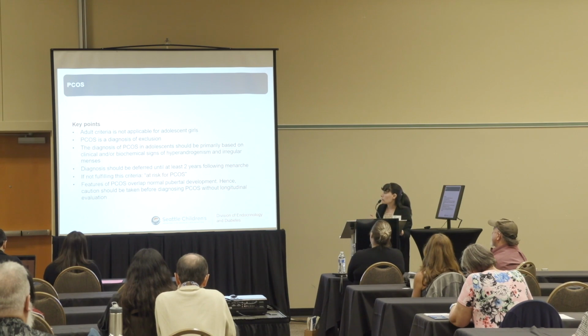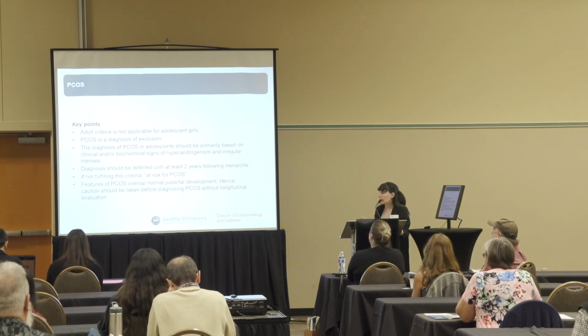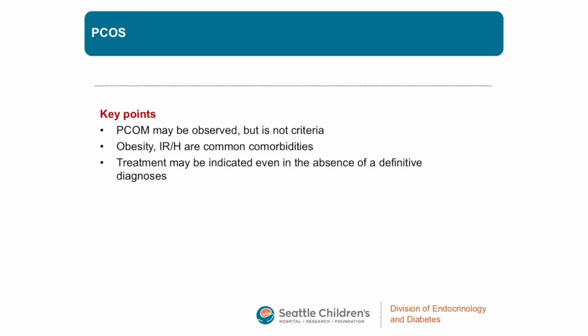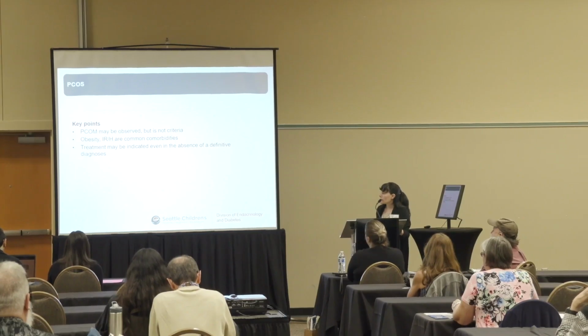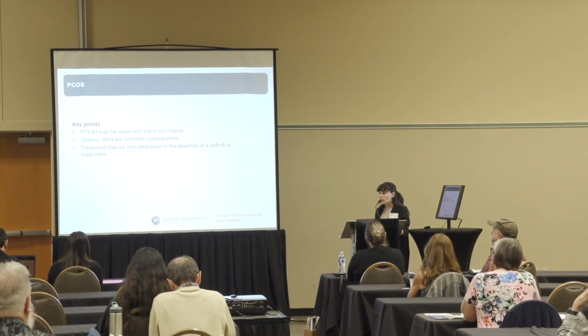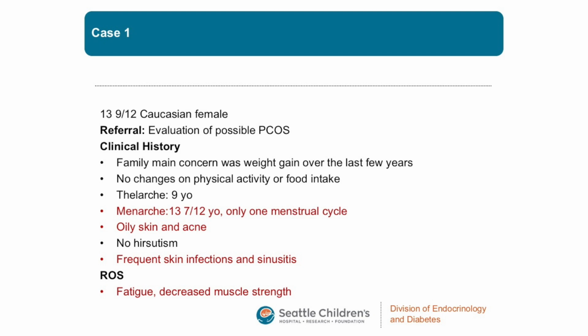And know that, of course, as we discussed, all these features overlap with the normal physiology of the adolescent. Next slide. The polycystic ovary morphology is not a criterion, although it can be seen, but it can also be seen in healthy girls. Obesity and insulin-resistant hyperinsulinemia are going to be common comorbidities of this condition. And as we discussed, we can treat regardless of a definite diagnosis, focusing on the problems that the patient has.